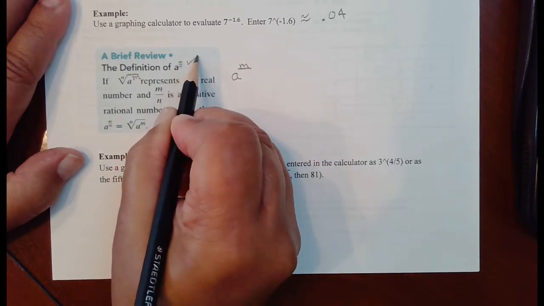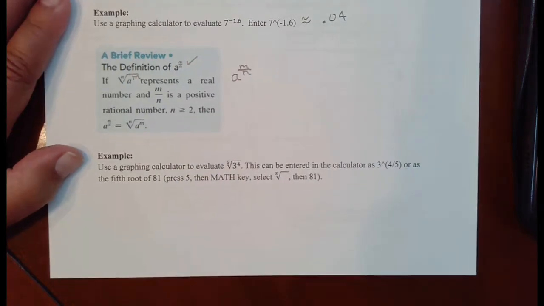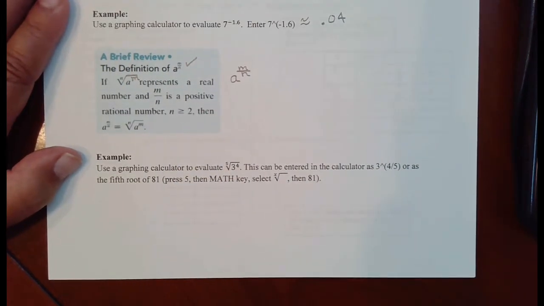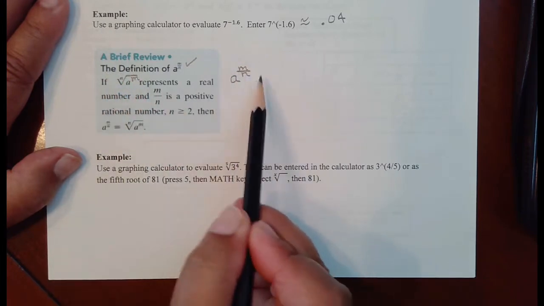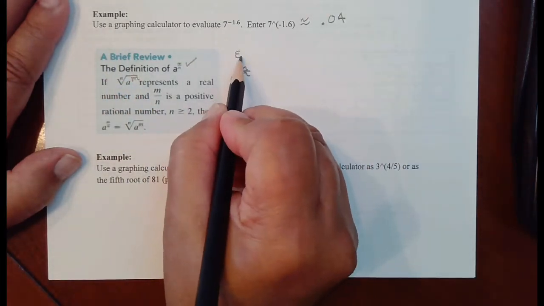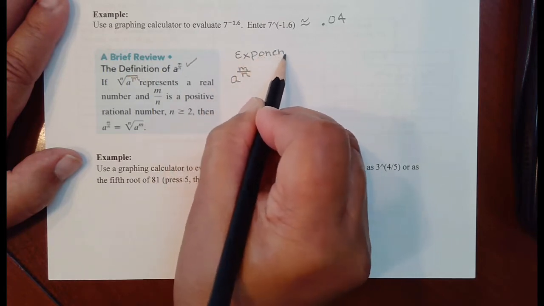The index would become the denominator of that exponent. So here's just a reminder of how you can go from radical form into exponential form if you choose to enter it that way in your calculator.